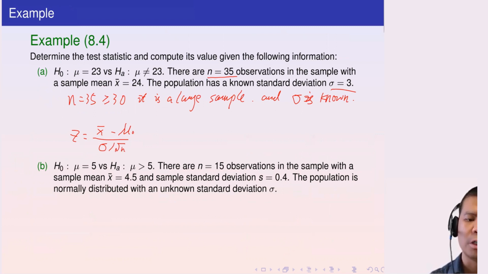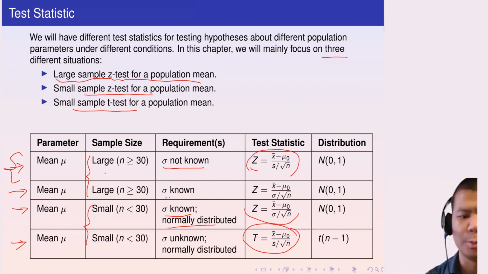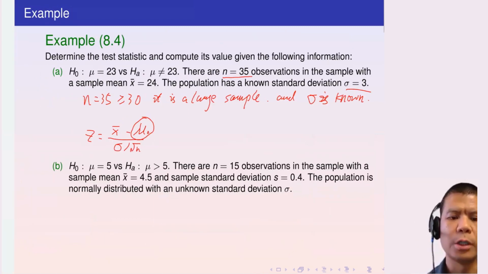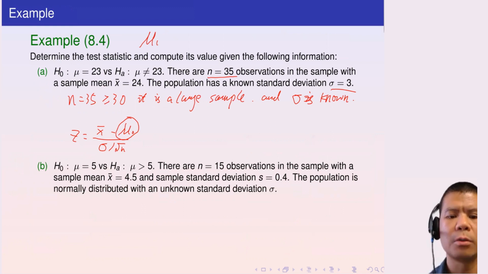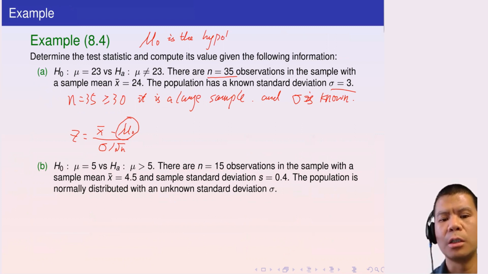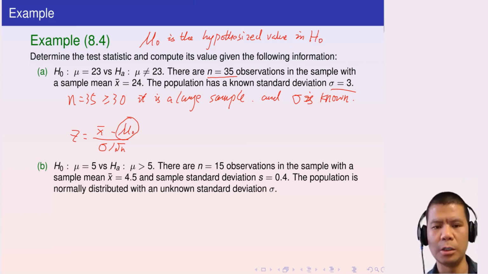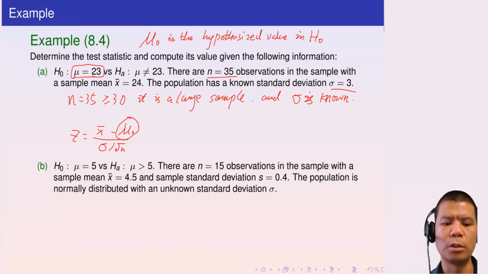One question: what is this mu 0? Okay, what is mu 0? Mu 0 is the hypothesized value in H0. For instance, in H0 here, mu is equal to 23, so the hypothesized value is 23 in H0. So mu 0 equals 23 here.